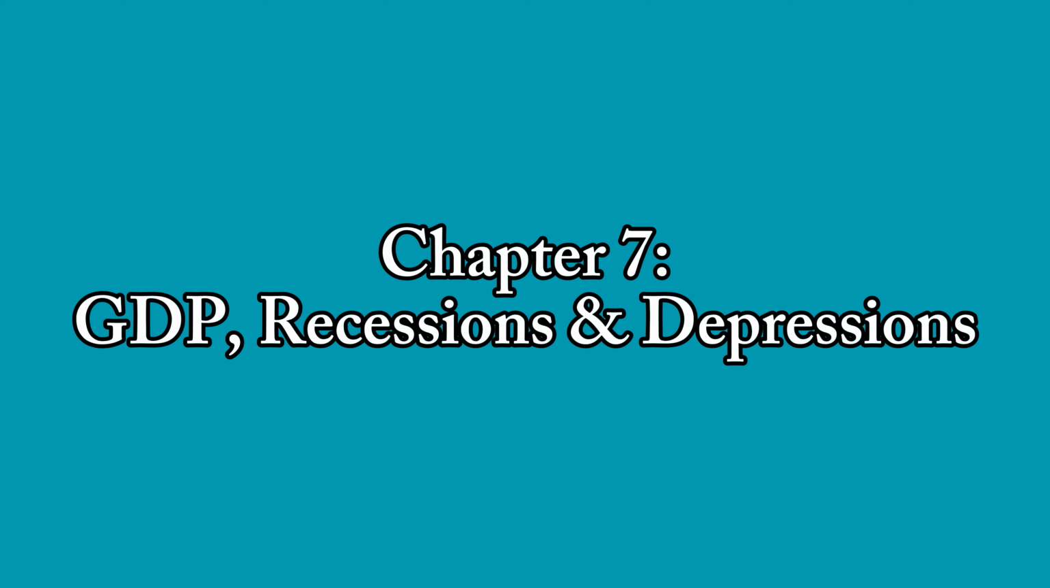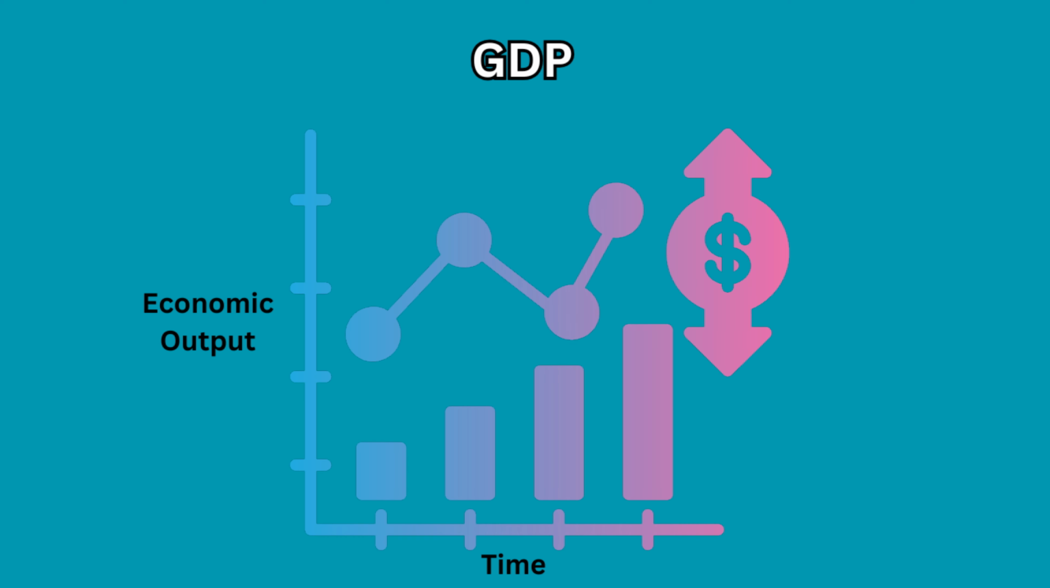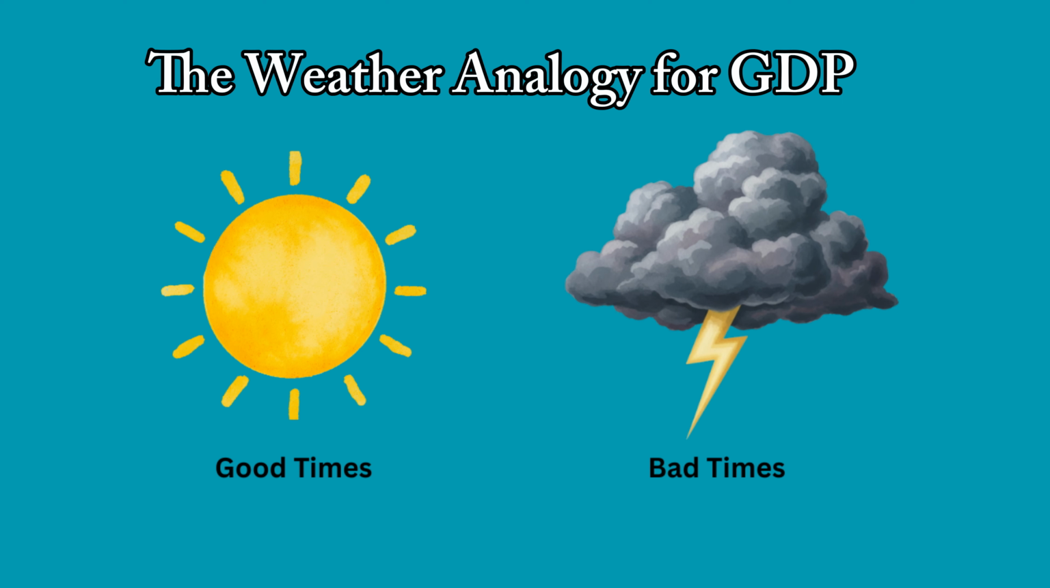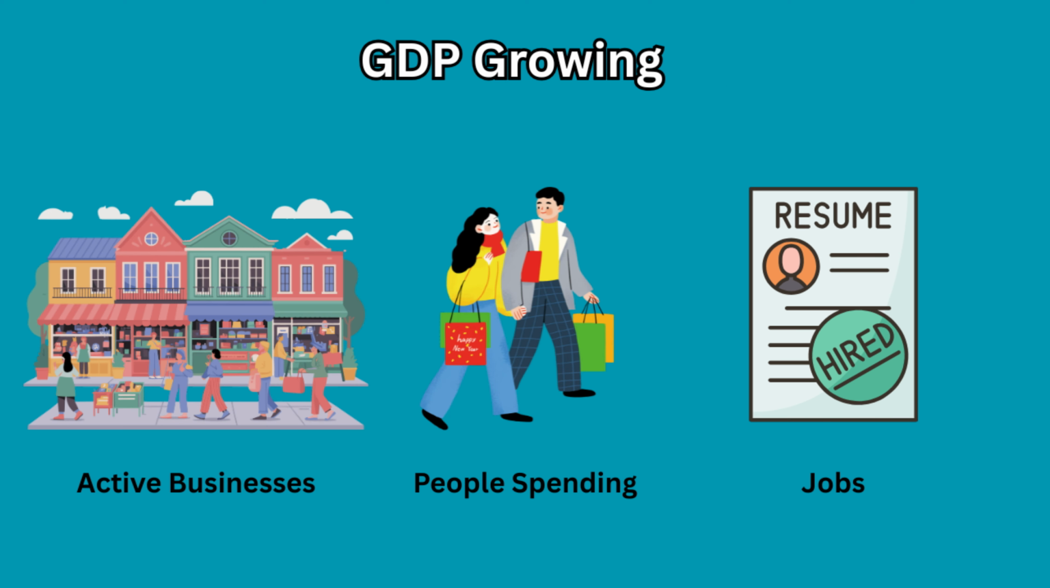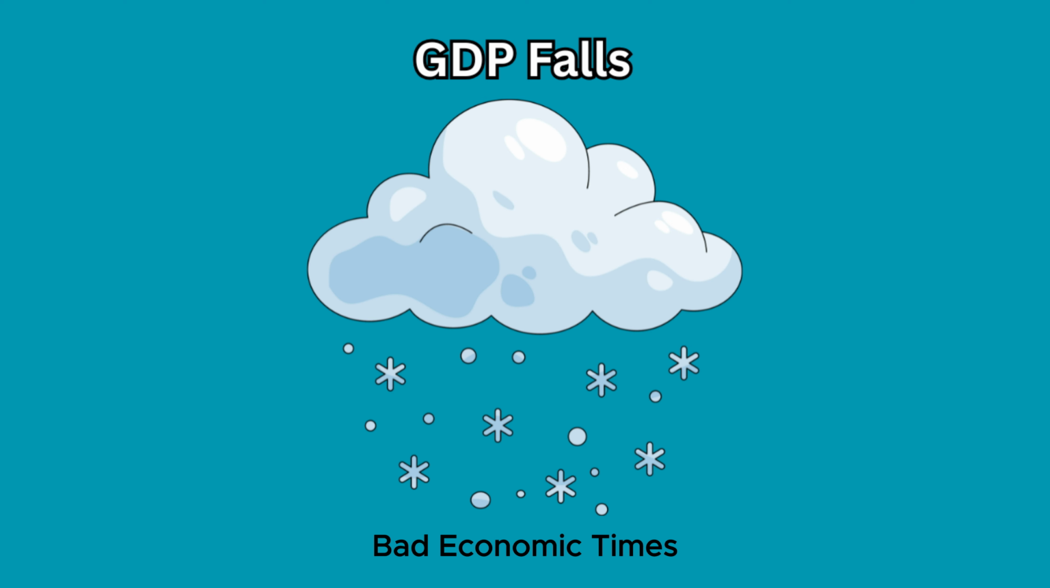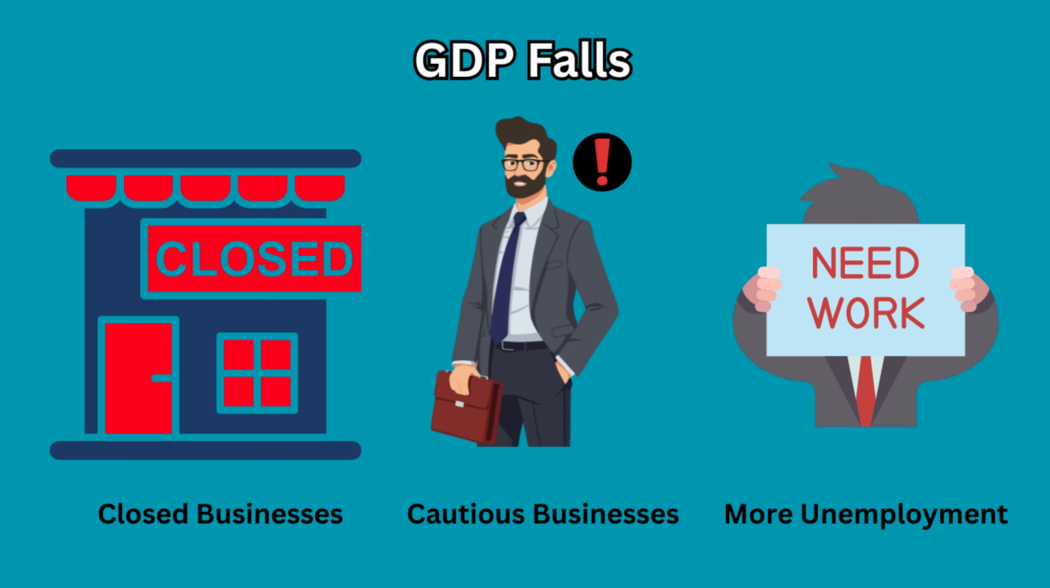GDP, recessions and depressions. GDP measures how much an economy is producing over time, and it naturally goes up and down. Think of GDP like the weather. When GDP is growing, it's like good weather. Businesses are active, people are spending, and jobs are easier to find. When GDP starts to fall, it's like a cold spell. Things slow down, businesses become cautious, and unemployment can rise.